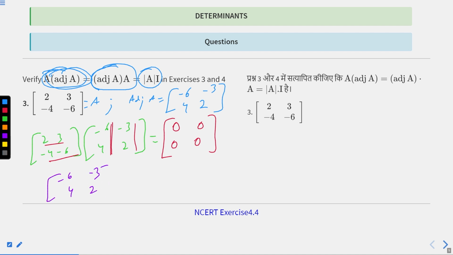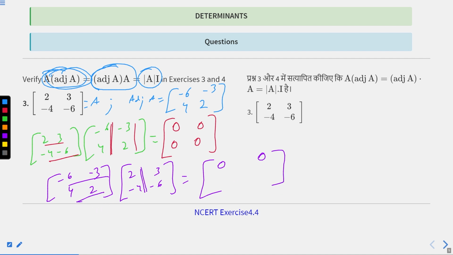Now we will find adjoint of A multiplied with A. So far so good. This will be what? As you can see, this is going to multiply with this. Minus 12 plus 12 means 0. Minus 18 plus 18 will give you 0. Now this is going to multiply with this. 8 minus 8 will give you 0. 12 minus 12 will give you 0. As you can see, these are indeed equal to each other. So this means we verified this part.